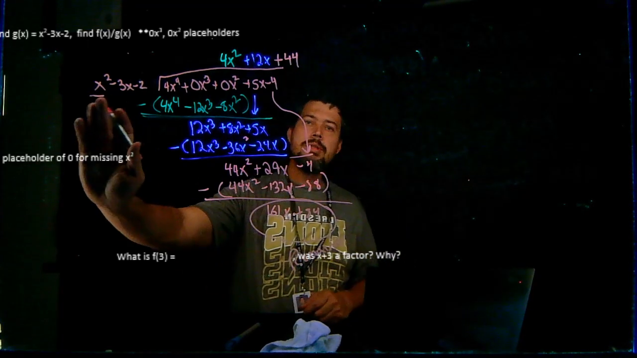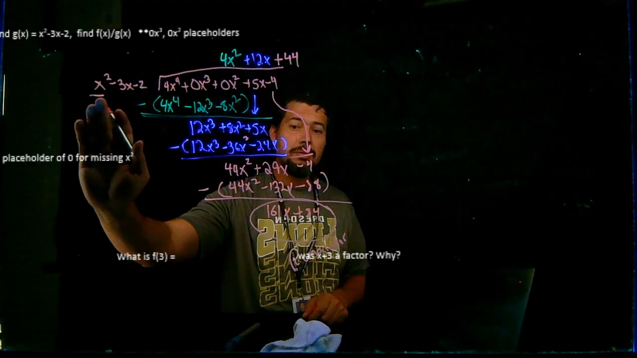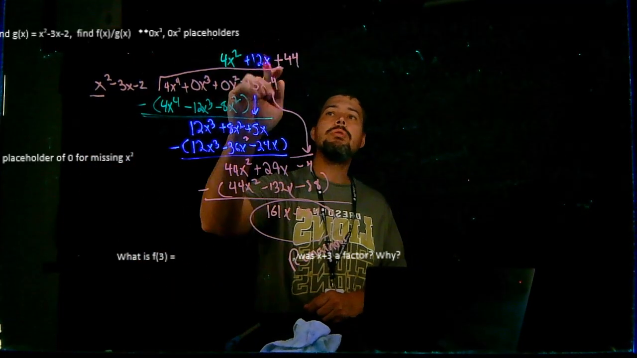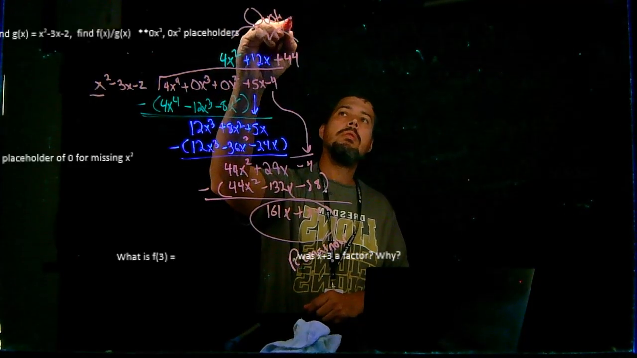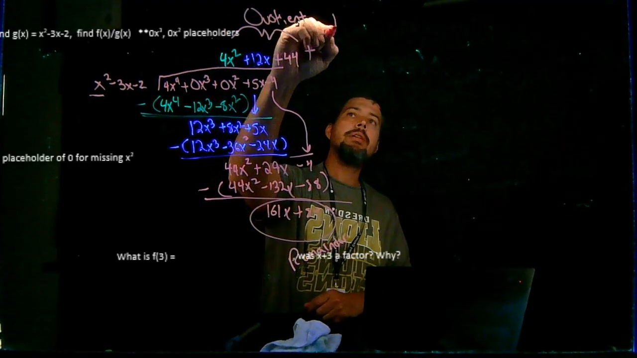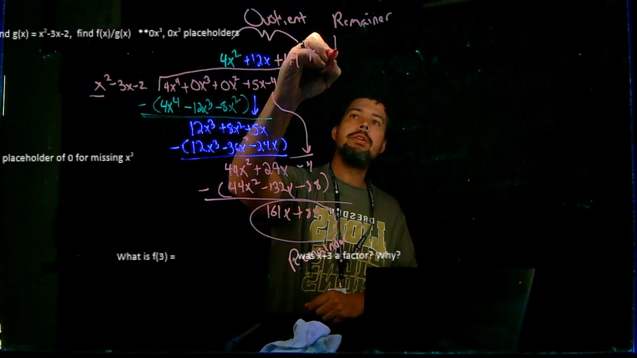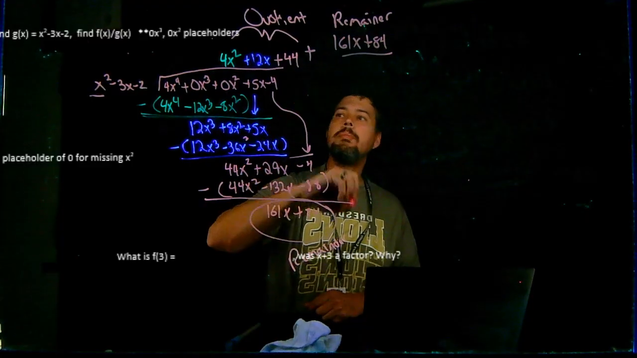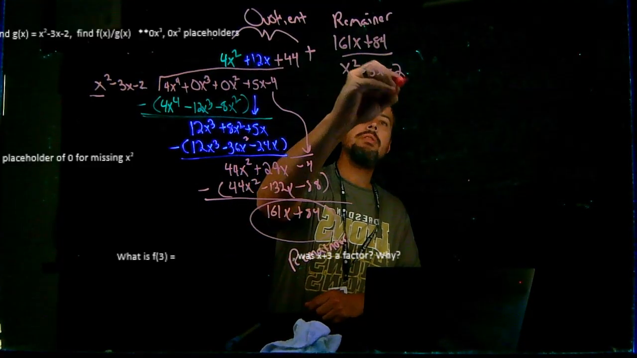Because using positive exponents, you cannot multiply x squared by anything to become an x. So here is our quotient. Remember, this is called the quotient. We're going to add to it the remainder. The remainder is 161x plus 84 pieces of the original divisor, x squared minus 3x minus 2.